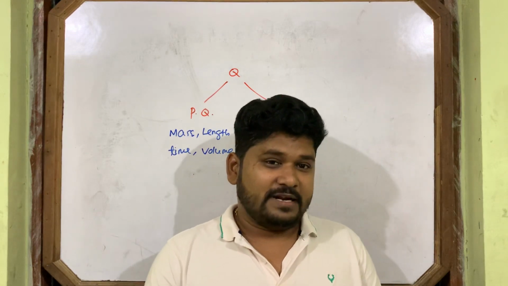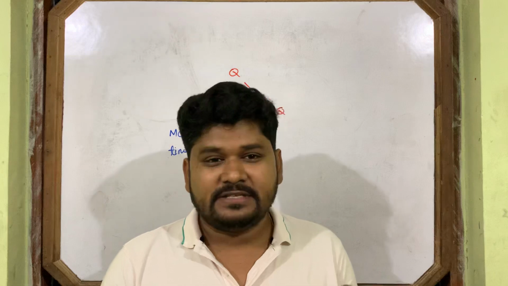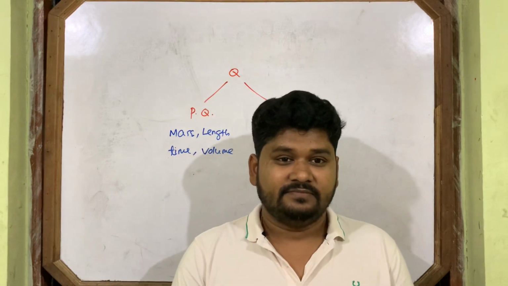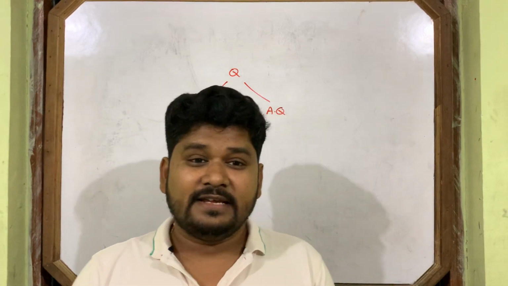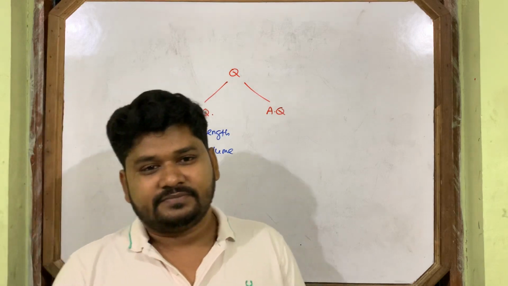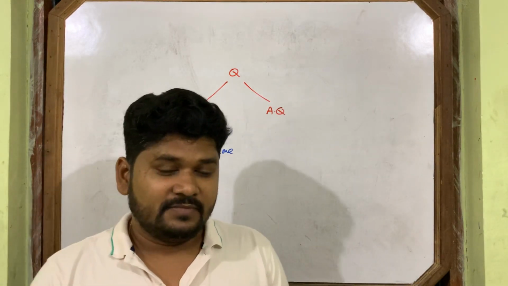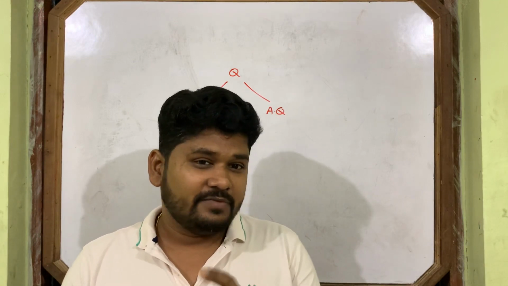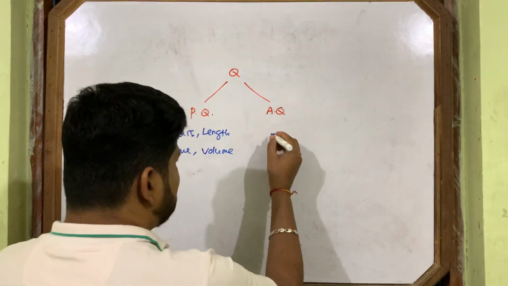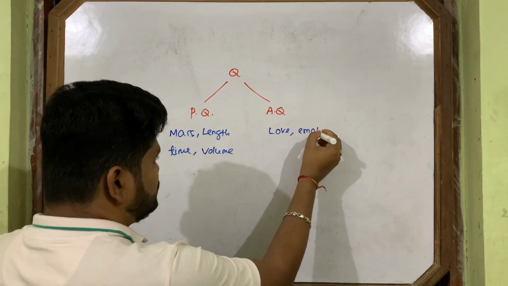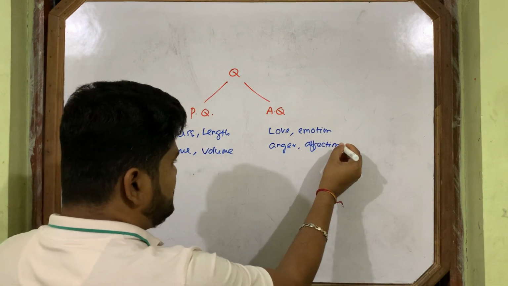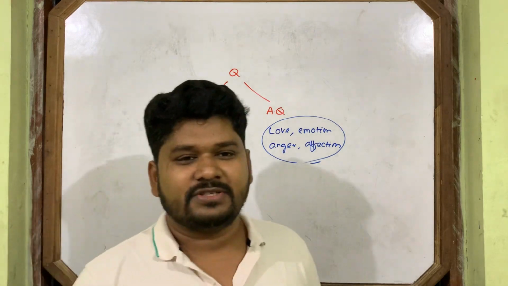Then the question comes to your mind: if quantities which can be measured are physical quantities, there must be some other quantity which cannot be measured. Yes, there are some quantities which cannot be measured, and they are called abstract quantities. If I give you an example, then you can understand. Abstract quantity examples are love, emotion, anger, affection.